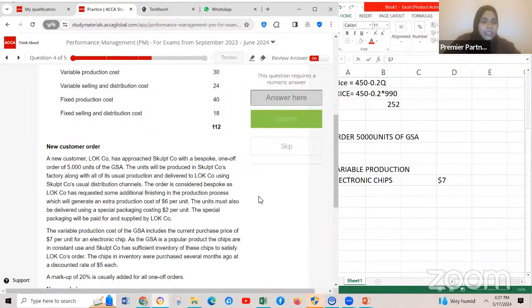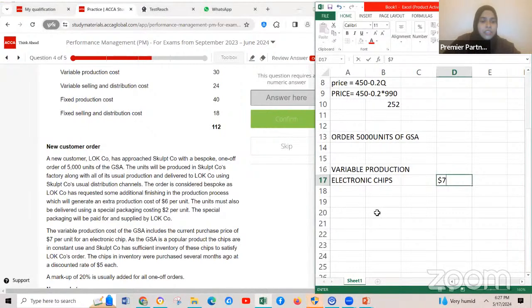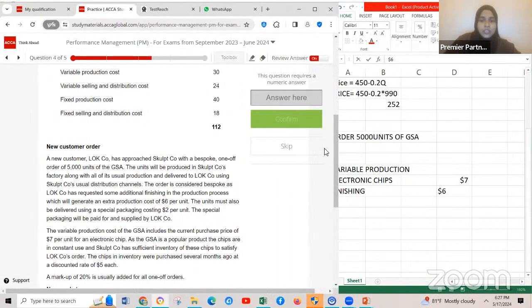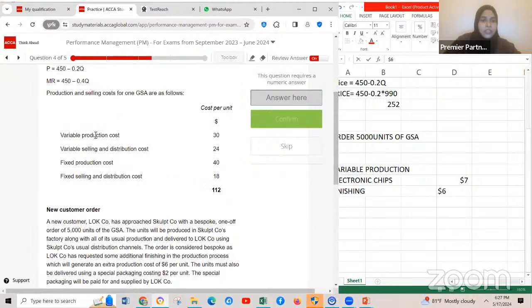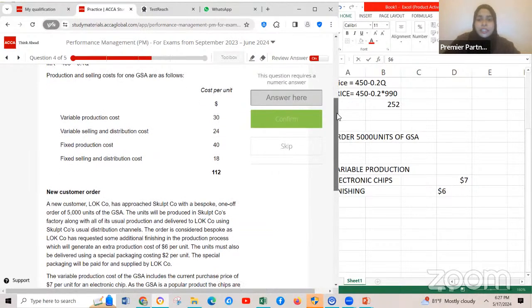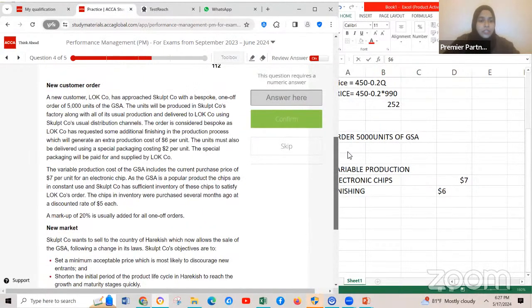And then they said there's an additional finishing which generates extra cost. The finishing has an extra cost of 6. Any other cost with this? Okay, variable production cost, selling and those, you have to incur anyway, right? Even for these, you'll have to incur them.